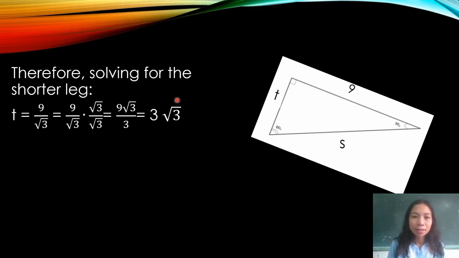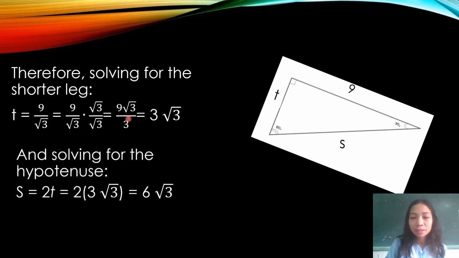Next, since it is a fraction, we are going to simplify. We will just divide 9 by 3. So that is 3. And attach the square root of 3. So the value of t is 3 times the square root of 3.